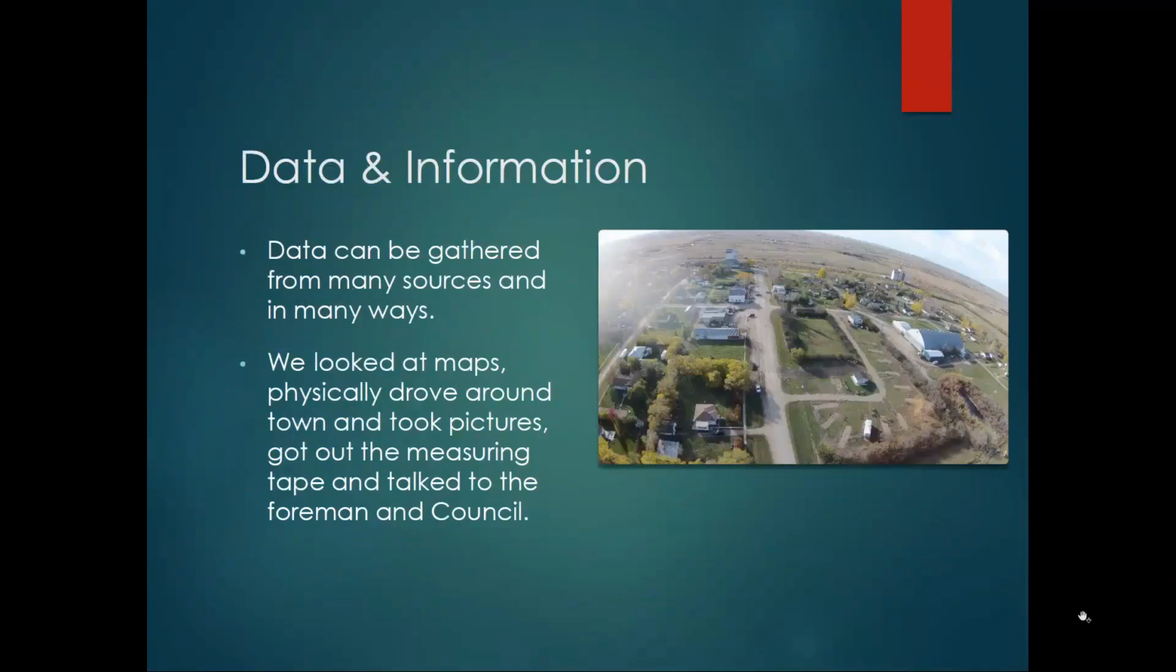So for data and information, data can be gathered from many sources and in many ways. The picture that you see there is an overview of Loreburn. So we are quite small. We have 106 people, and we're about 120 kilometers southwest of Saskatoon, to give you an idea of where we are. We did go look at maps. We physically drove around our village. We took pictures. We got out the measuring tape, and we talked to the council and foreman. And then we did compile all that information and put it into Excel spreadsheets.